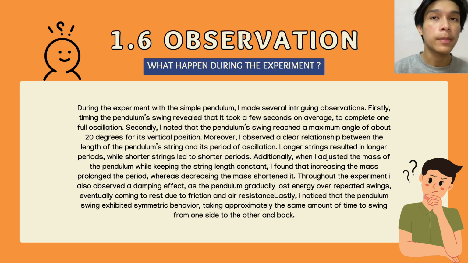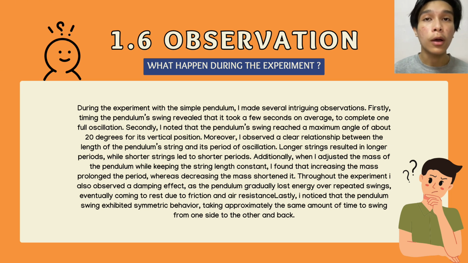So basically, what happened during the experiment. Firstly, we made several observations, which is the timing of the pendulum swings revealed that it took a few seconds on average to complete the whole swinging. Second, we also noticed that the pendulum swing reached a maximum angle of about 20 degrees from its vertical position.